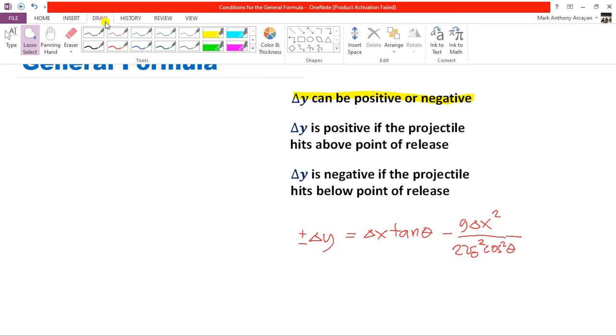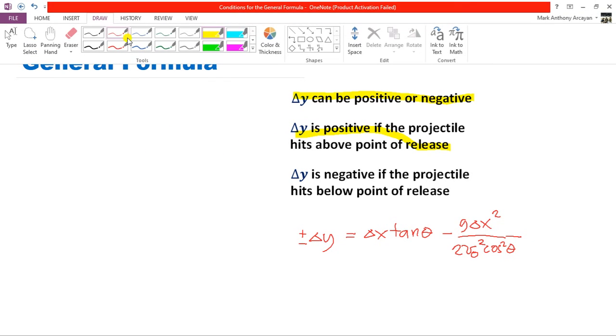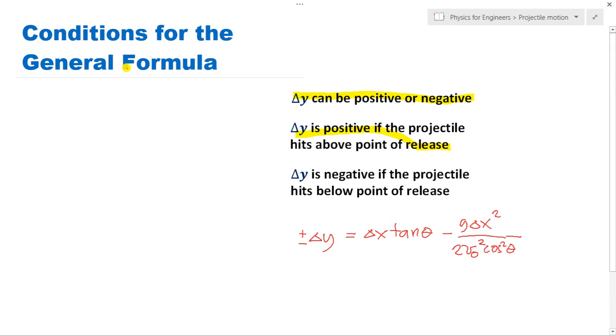How about the second condition? It states here that delta y is positive if the projectile hits above point of release. So, paano yan natin ma-illustrate? So, mag-positive yung delta y kapag yung projectile natin, so let's say I have a projectile here, thrown at a certain angle talaga siya. We have a throwing angle, initial velocity. Magiging positive lang yung delta y mo if it hits above point of release.